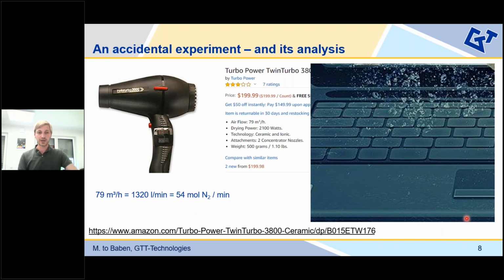So with the hairdryer, you find the specification of 79 cubic meter per hour airflow. Now that corresponds to 1,320 liters per minute, or 54 moles of nitrogen, where in this assumption I have included nitrogen and oxygen together because we don't expect actually chemical reactions to take place. So 54 moles of nitrogen per minute is what that small thing can blow.